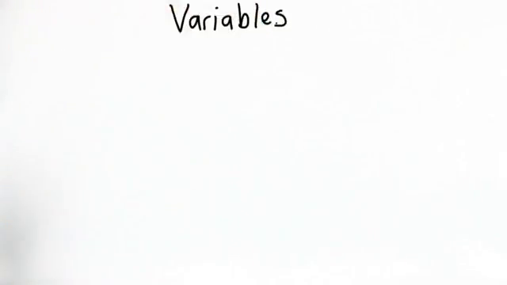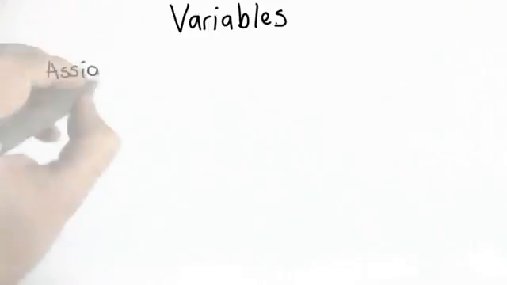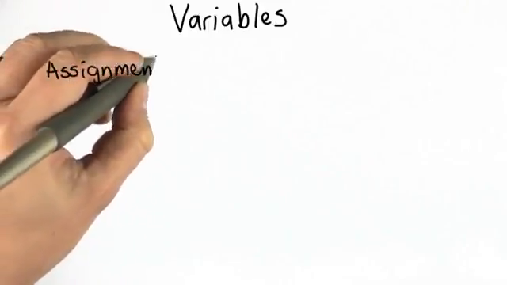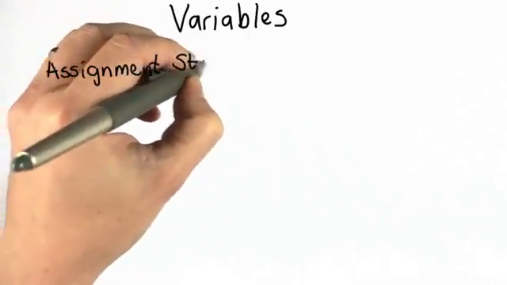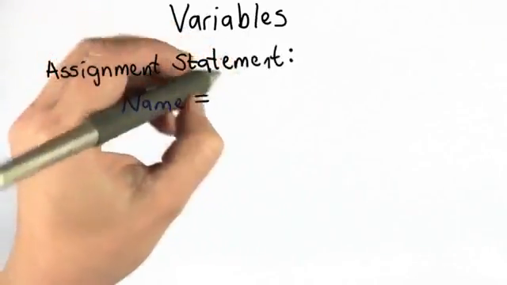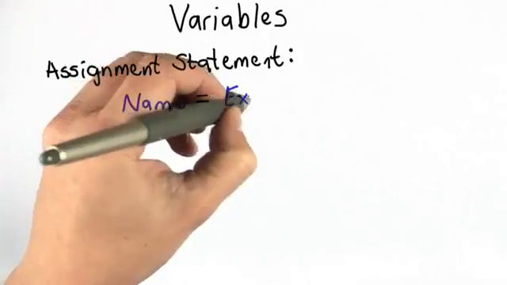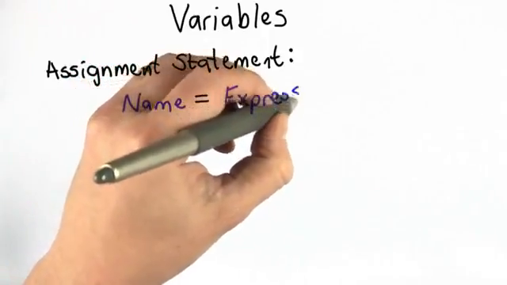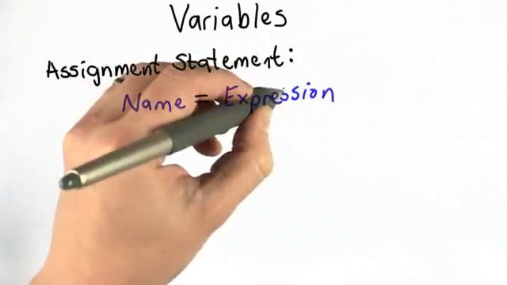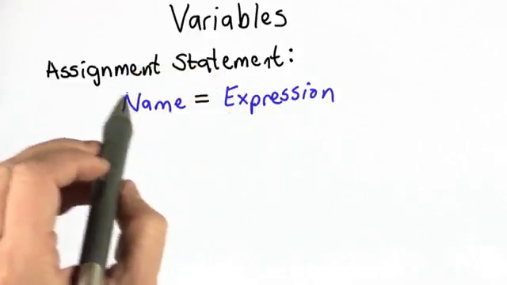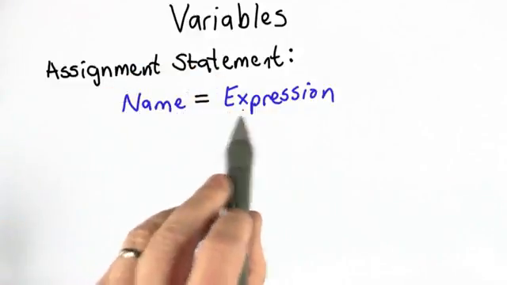It's called a variable. We can use a variable to create a name and use that name to refer to a value. The way to introduce a variable is using an assignment statement, and an assignment statement looks like this. We have a name followed by an equal symbol followed by an expression. After the assignment statement, the name that was on the left side refers to the value that the expression has.